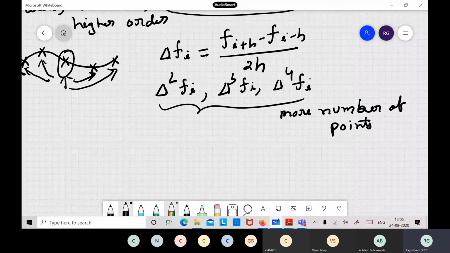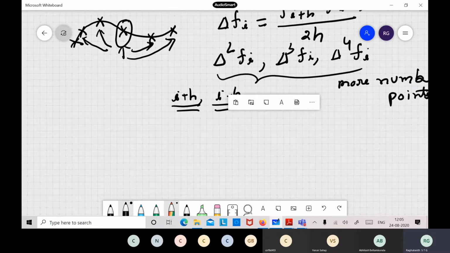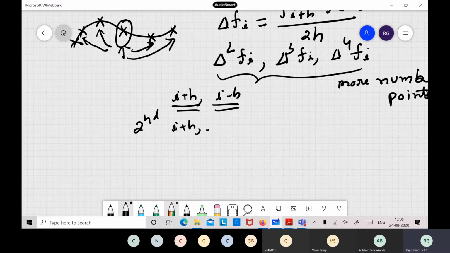For example, to compute the first derivative, you should know only i plus h and i minus h. So knowing the functional information at these two points, you can compute the first derivative. But when it goes to the second derivative, you should know i plus h, you also should know i, then i minus h.